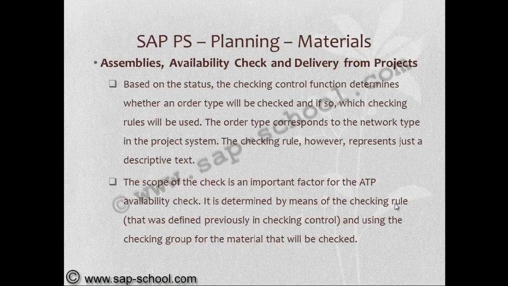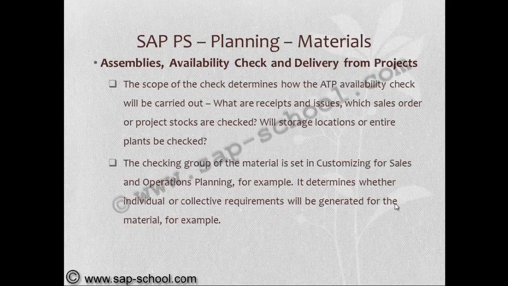The scope of the check is an important factor for the ATP availability check. It is determined by means of the checking rule that was defined previously in the checking control, and using the checking group for the material that will be checked. The scope of the check determines how the ATP availability check will be carried out. What are receipts and issues? Which sales order or project stocks are checked? Will storage locations or entire plants be checked? The checking group of the material is set in customizing for sales and operations planning.